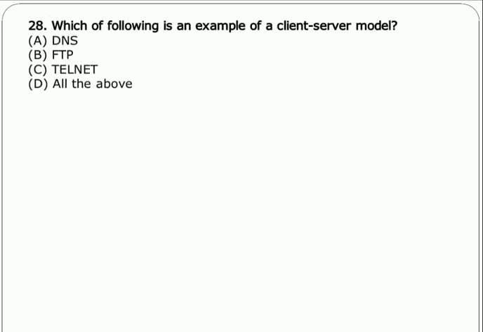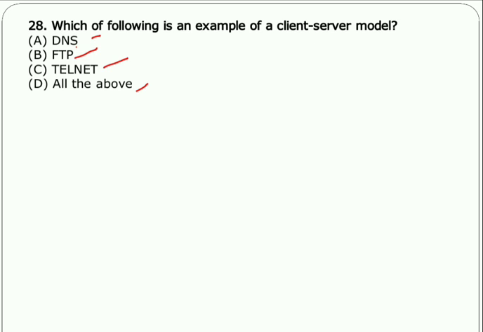Next one. Which of the following is an example of a client-server model? The options are domain name system, file transfer protocol, telnet, and all of the above. So here the answer is all of the above. In the domain name system, the client will request some information from the server, and the server will respond to that particular request. So it is a client-server system.